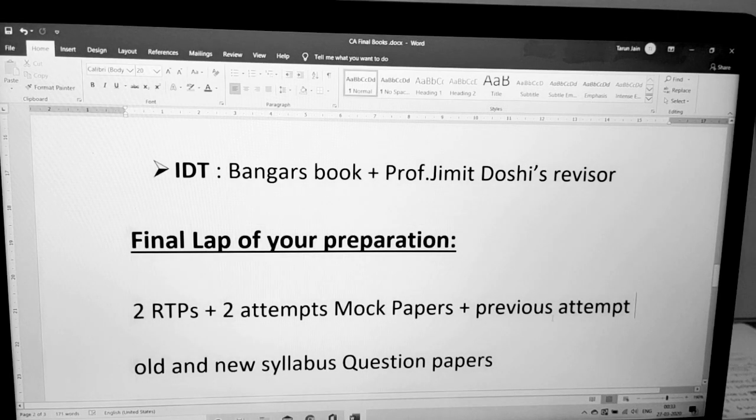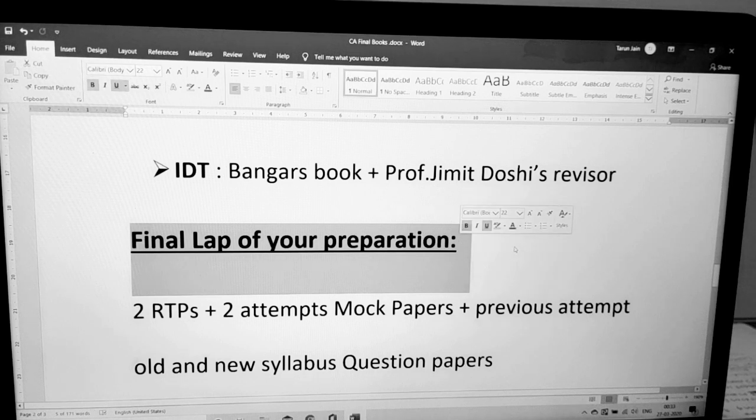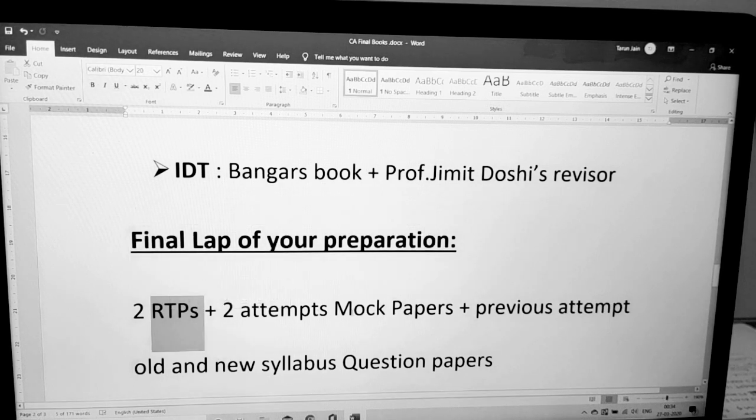Apart from this preparation, the final lap of your preparation should be this. At least if you're not in a position to work out all the questions, at least go through the last 2 RTPs, the last 2 mock papers that are out on the institute website, and the previous attempt question papers. At least the November 19 papers for old and new syllabus. Because a lot of times the questions are shifted from the new syllabus papers to the old and old to the new, right? So these should be the things that you should be looking out for.